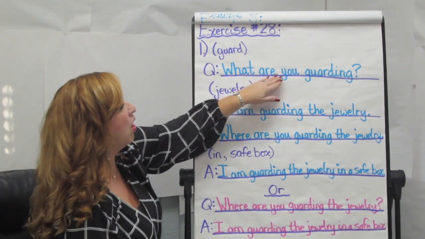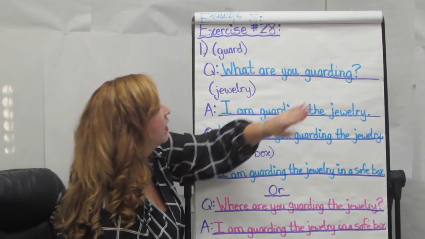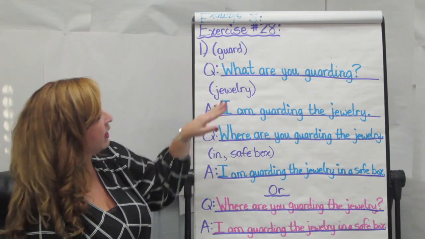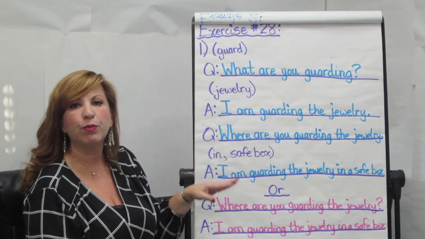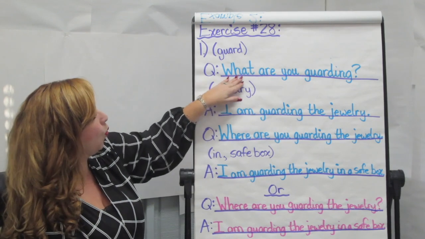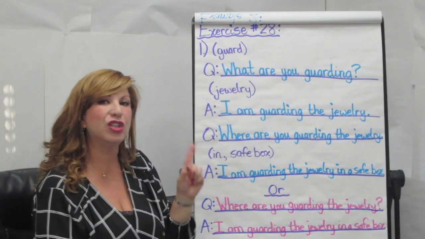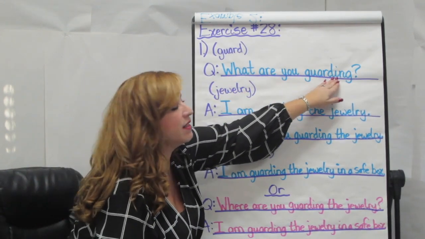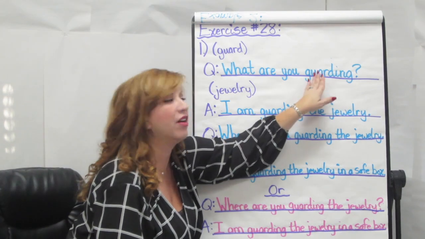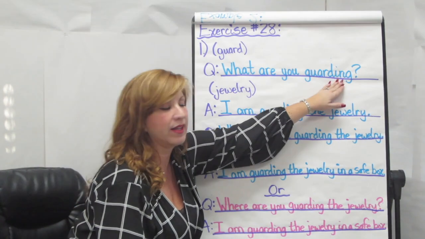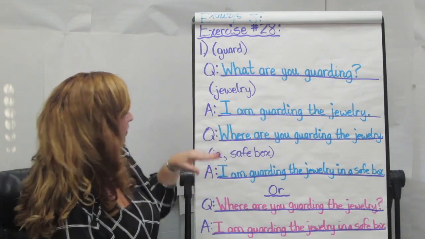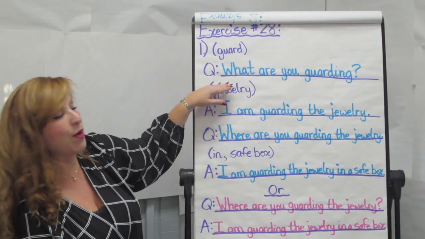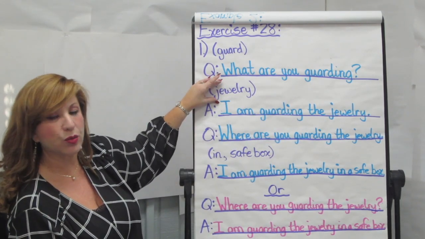What are you guarding? Now, if we look at this example, we could see that it is in the present progressive. Okay, so what are you guarding? And the clue to that is because I could see the ing at the end of our verb, guarding. What are you guarding? The answer is, and we see that it's going to be jewelry.